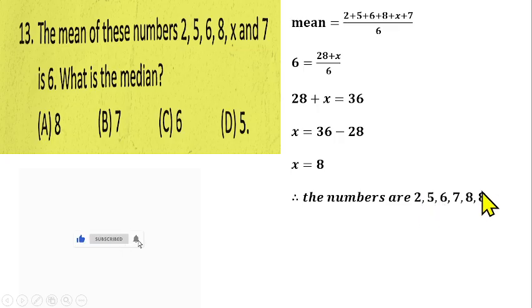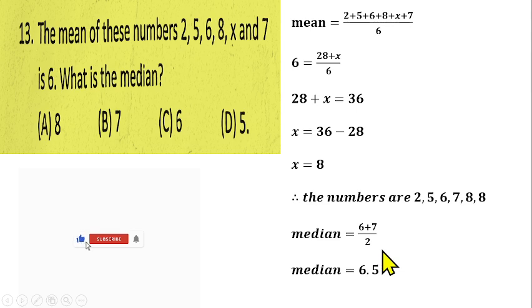So we have 6 data here, so that means the middle numbers will be 2 numbers, which is 6 and 7. So the median will be 6 plus 7 over 2. So that should be 6.5. So the median is 6.5 in this case. So if you approximate, that will give you 7, which is option B.